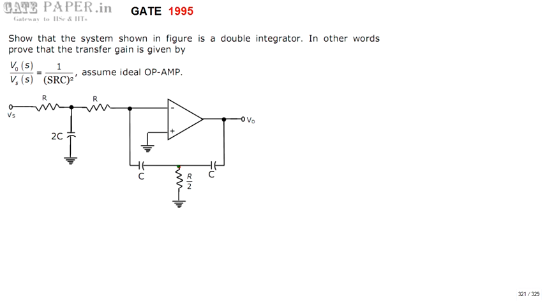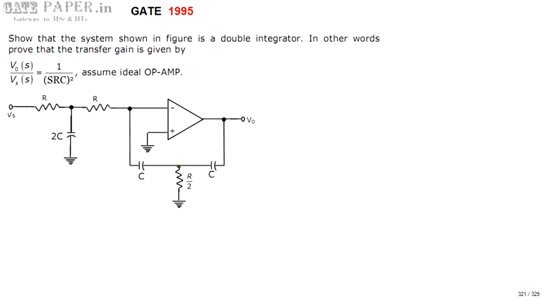Hello, we are discussing the GATE 1995 ECE paper, and this question is related to analog circuits. Look at the diagram. Show that the system shown in the figure is a double integrator.